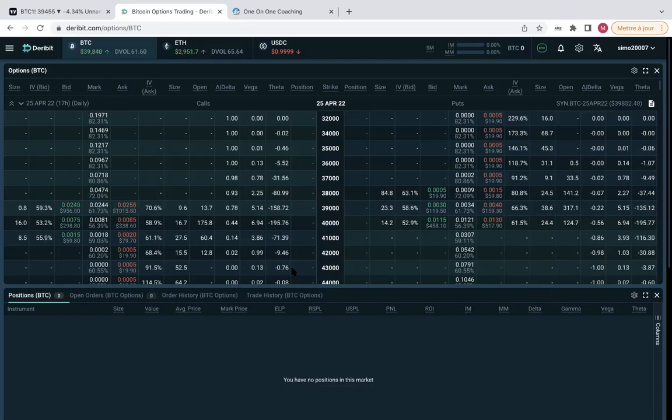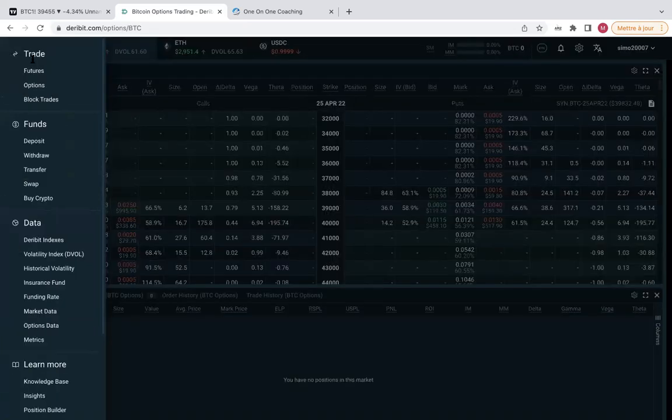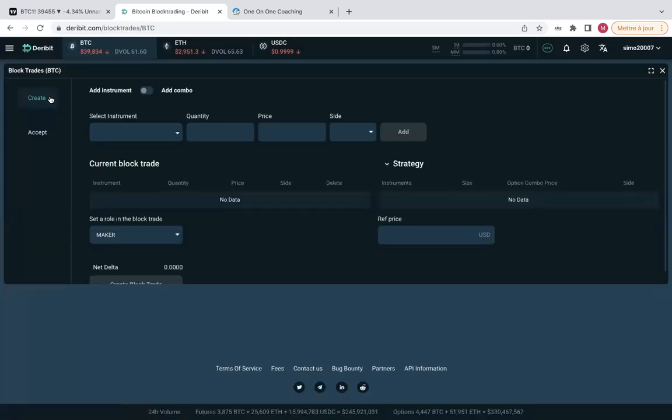Buying a put, buying a call, why not? But, you know, it's a little bit risky if the stock does not go in your direction. Here it will be a big loss. So here we go to block trade, and through block trade we'll be able to do strategies. This block trade is available only for Bitcoin right now, not yet on Ethereum. So create here, and you click tag.